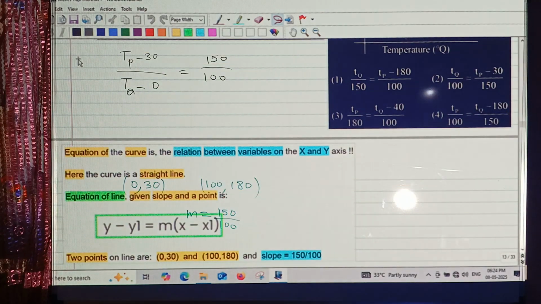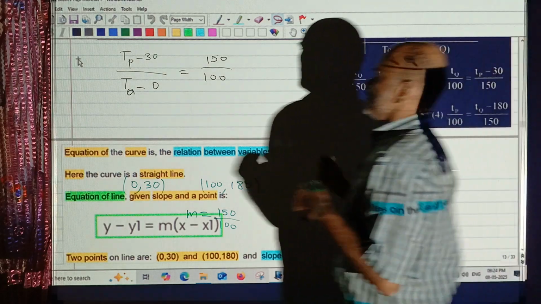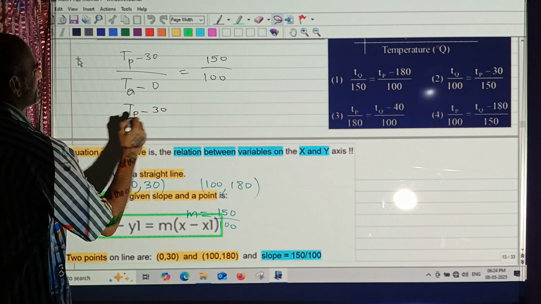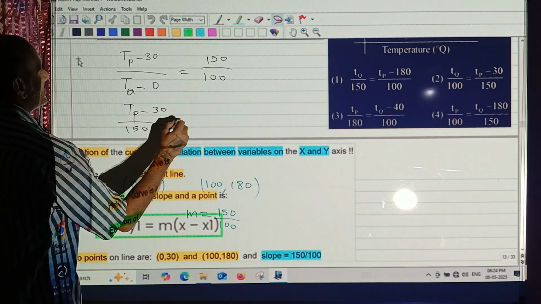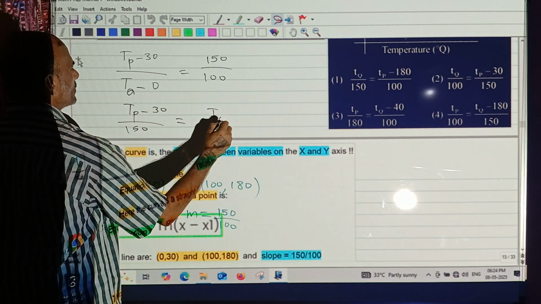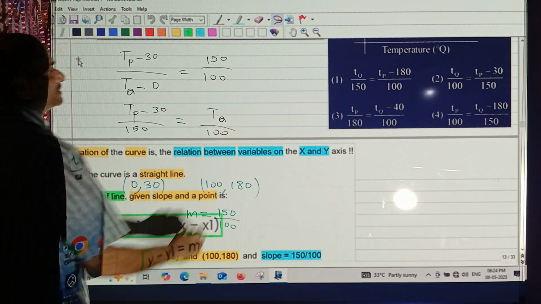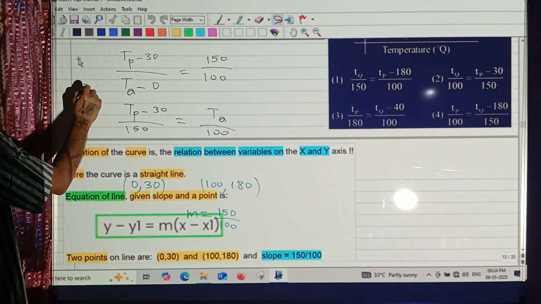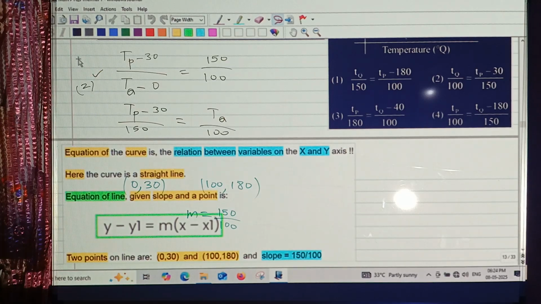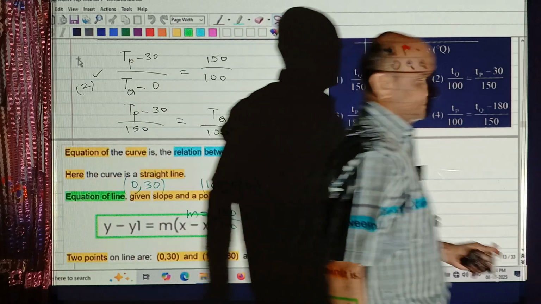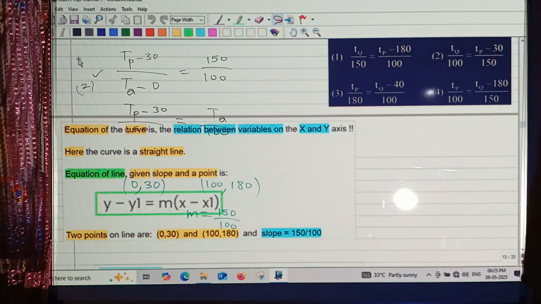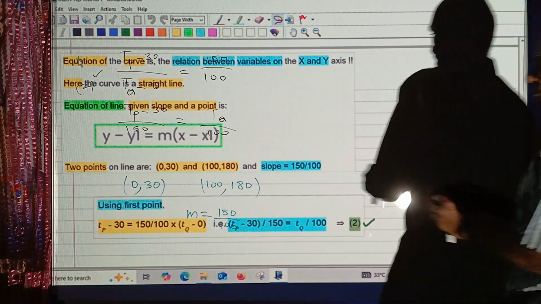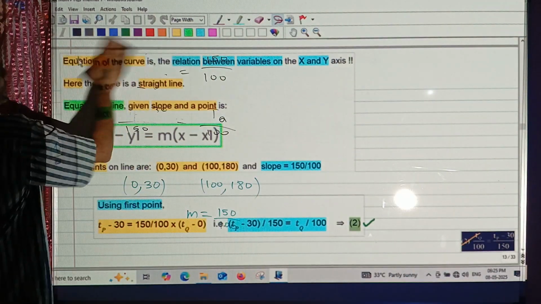So TP minus 30 by 150. If I bring this 150 down, it will become TP minus 30 by 150 equal to TQ by 100. So it matches with option 2. So option 2 is the correct answer. That's what I explained here.